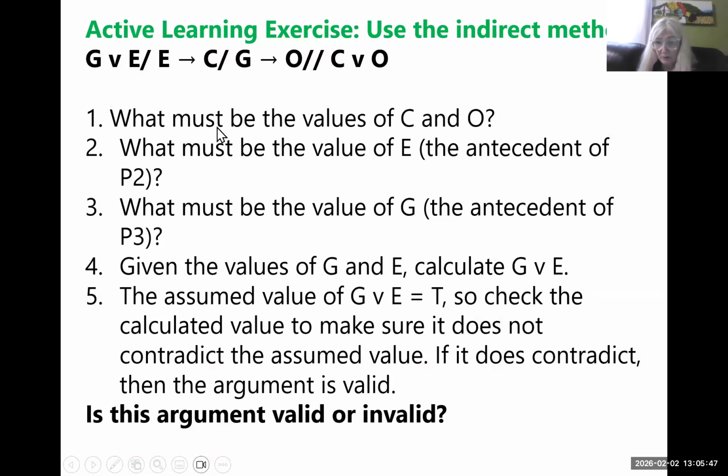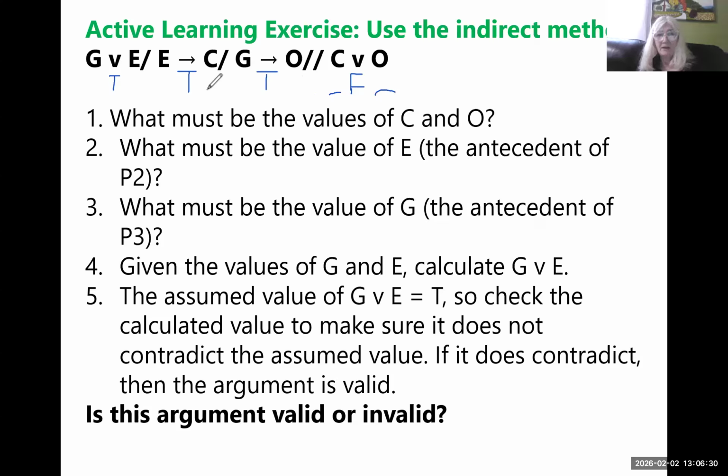Okay, so now I want you to practice on your own here. I'm going to walk you through it. First, we're going to put down our values under the main operators. We put true under the premises and false in the conclusion. So we're going to start here with our false conclusion. Our false disjunction only has one possible row of values. What must be the values of C and O? So we're going to put the values of C and O in first.